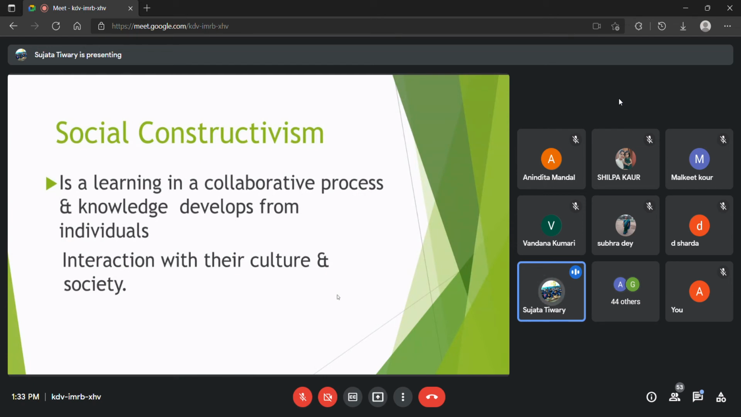So the difference between cognitive and social constructivism is what? Cognitive constructivism emphasizes personal experience, and this is used in constructing knowledge. But in social constructivism, emphasis is given to social interaction and culture. This decides social constructivism.